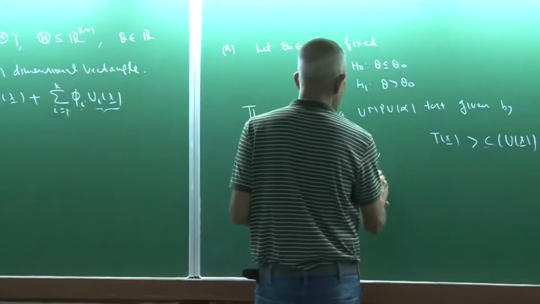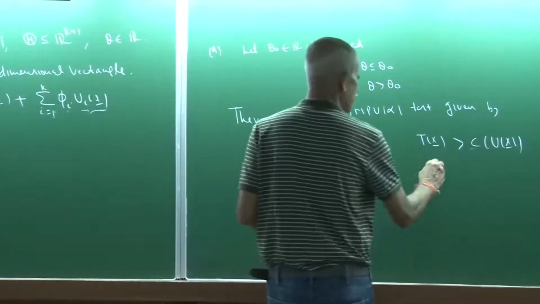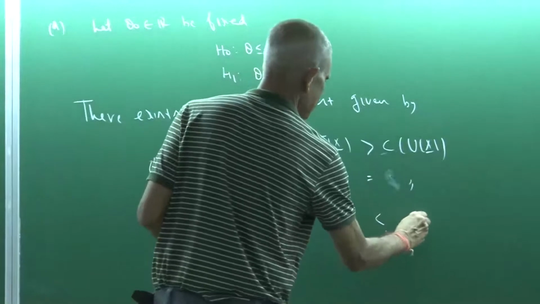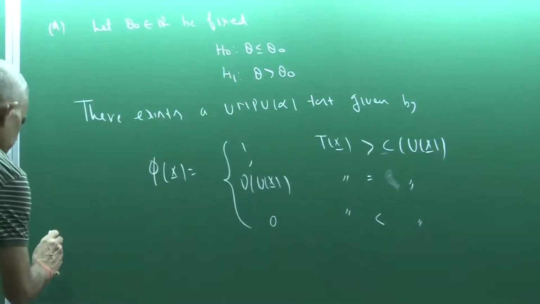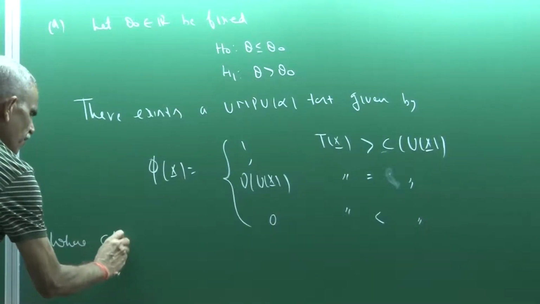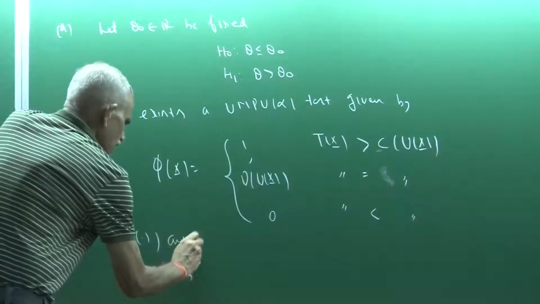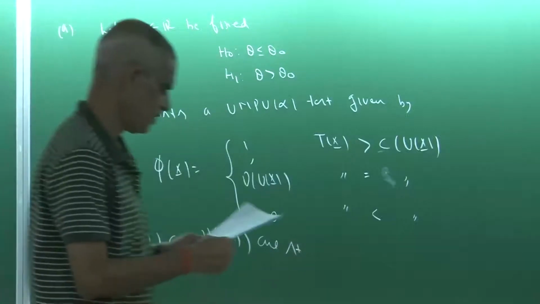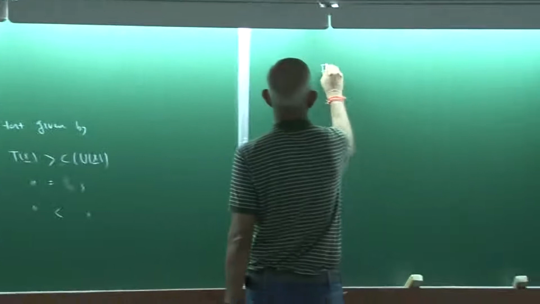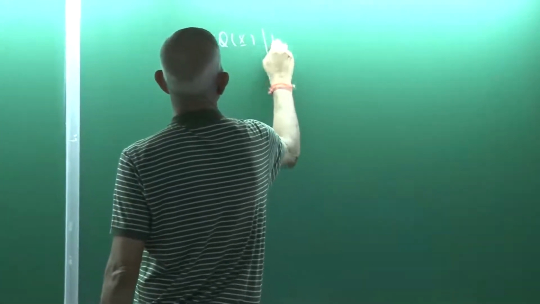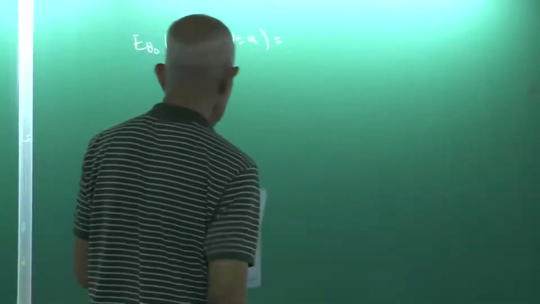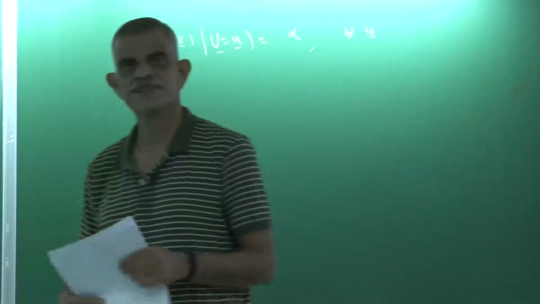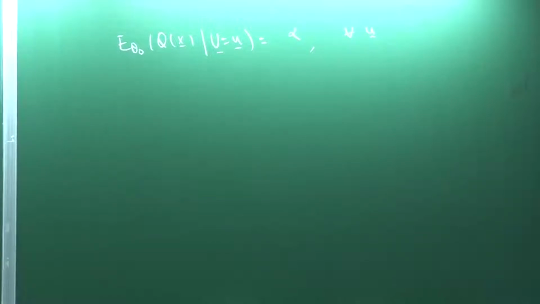This is gamma of Ux if Tx is equal to C times Ux, and this is 0 if Tx is less than C times Ux, where C of U and gamma of U are such that E theta 0 of phi x given U is equal to u is the same as alpha for every u. All right? So this conditional expectation is the same as alpha.